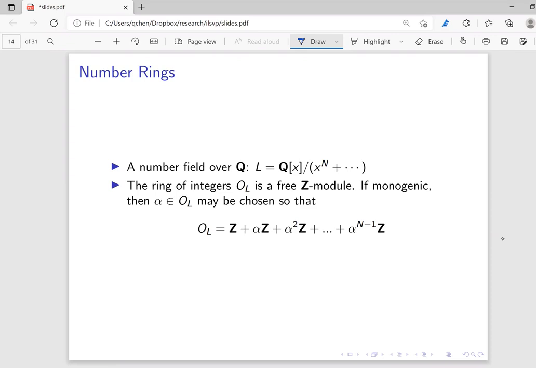Sometimes this ring of integers is particularly nice. This is called monogenic. Basically it means that there exists an alpha such that the ring of integers is essentially the set of integral linear combinations of this power basis. So you have a power basis which generates the ring of integers. In many cases in cryptography, we like this kind of ring because it's easy to do the computation.